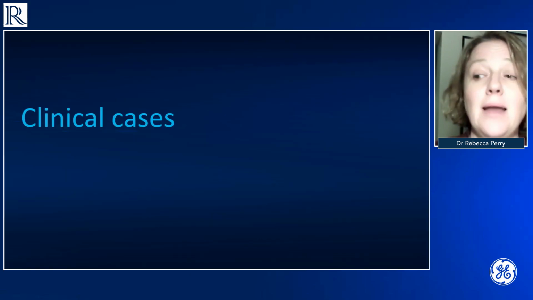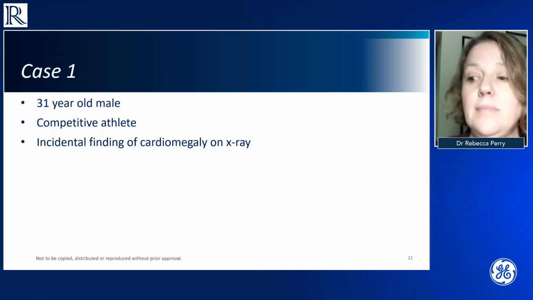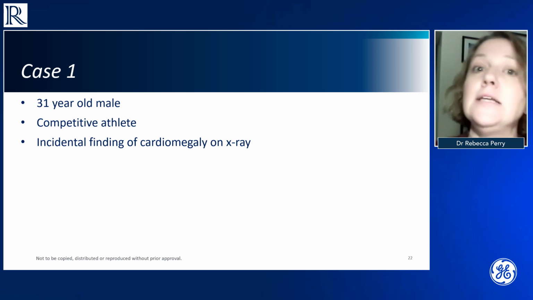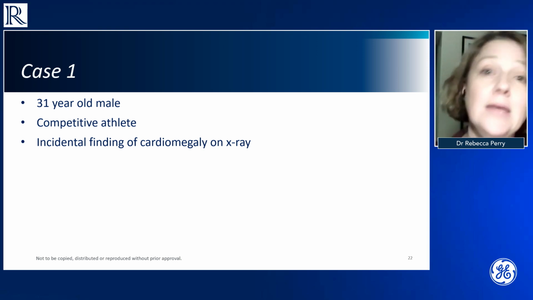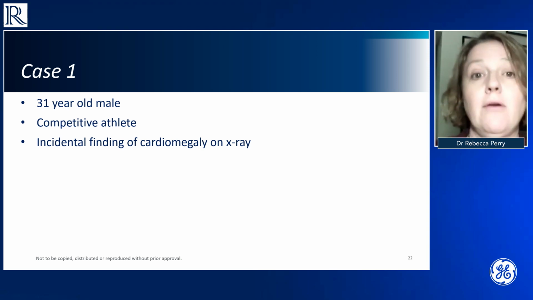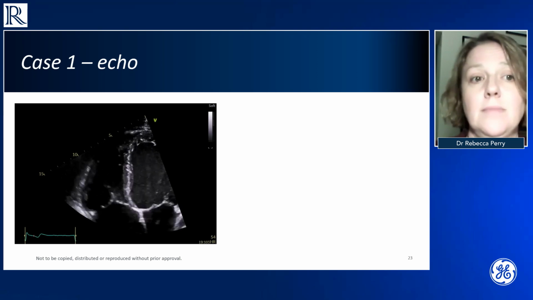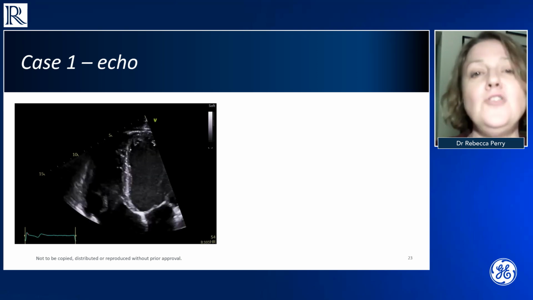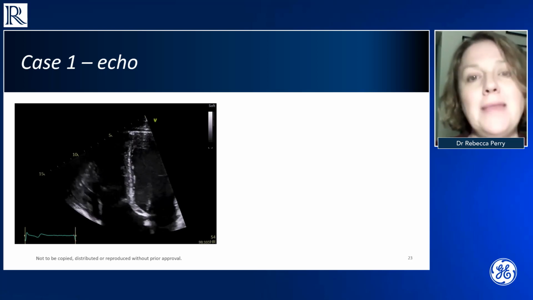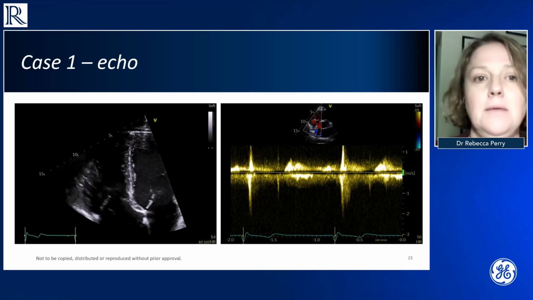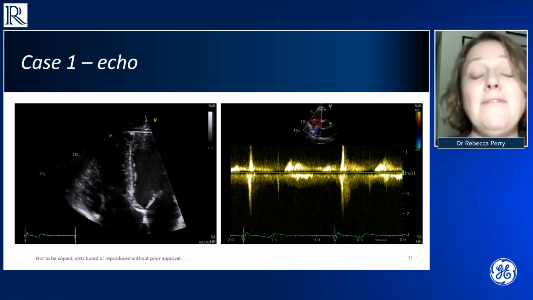So just to finish up, I'd like to show you some clinical cases. So the first case I want to show you is a 31-year-old male who's a competitive athlete. So he had an X-ray because he had a hit to the chest, and he had an incidental finding of cardiomegaly on chest X-ray, particularly in the right ventricular area. So here's his echo on the left, and you can see that his right ventricle is quite big. So is his left ventricle, but you expect that in an athlete's heart. But how big is too big? He didn't have any TR to measure.